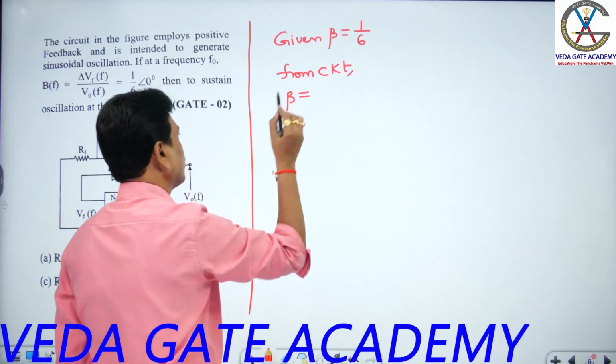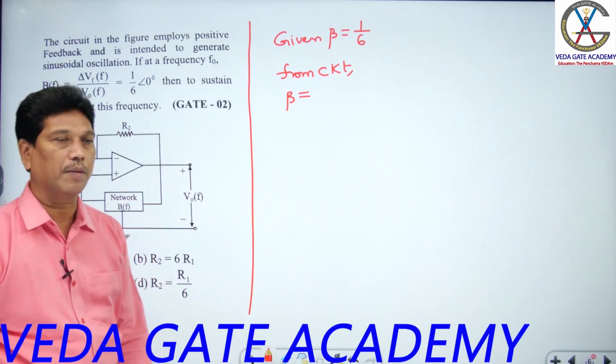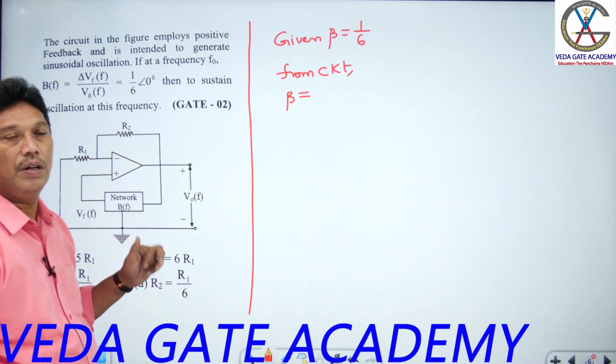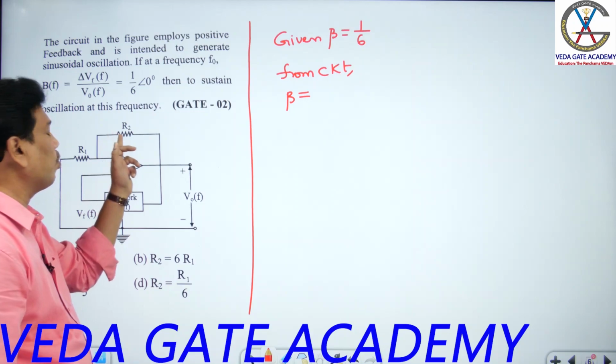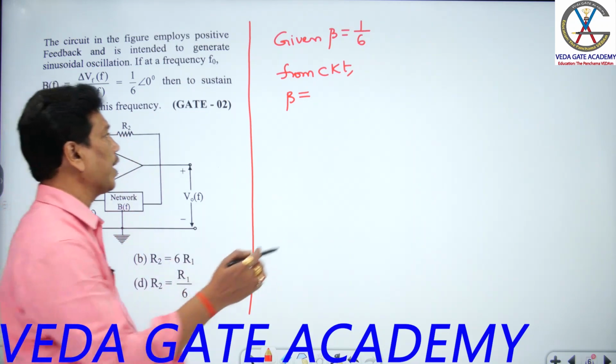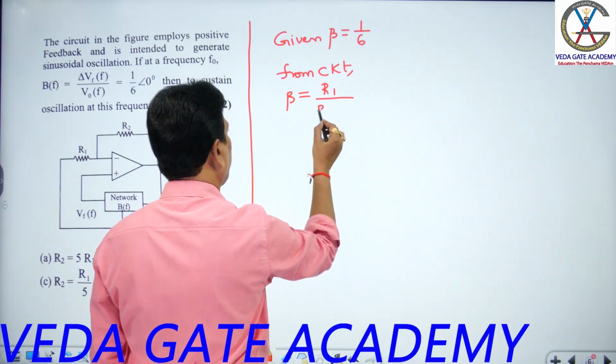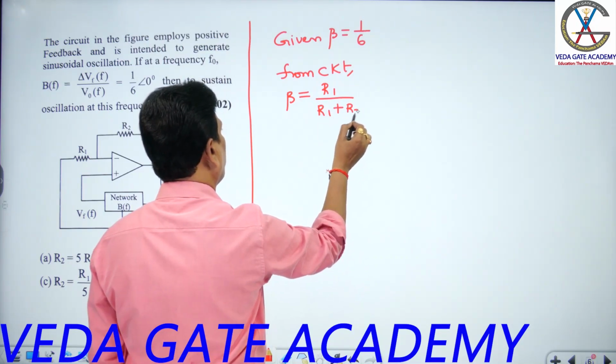I already told this condition. From the circuit, how do we define beta? It is the ratio of the input element to the sum of the input and feedback elements. Who is the input element? R1. Who is the feedback element? R2. Then what is the formula for beta? You already know: beta equals R1 by R1 plus R2.